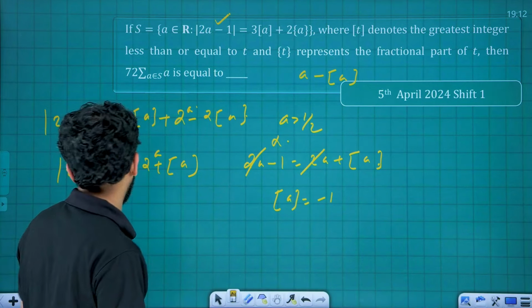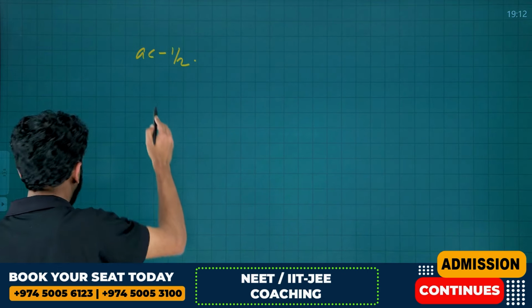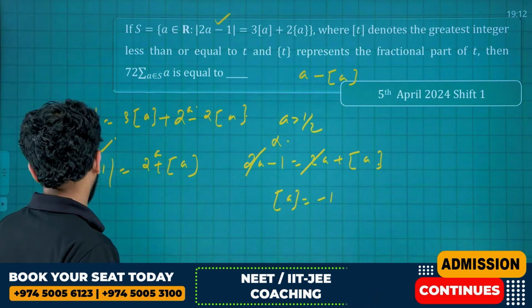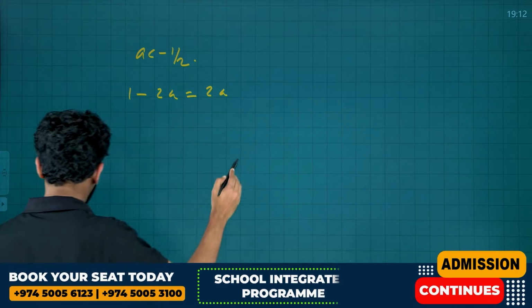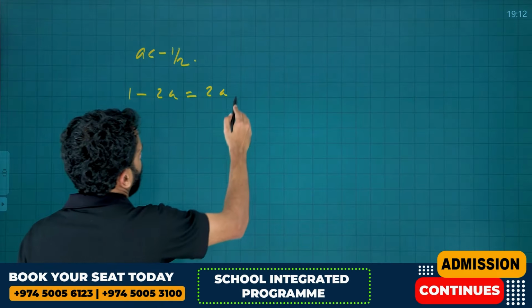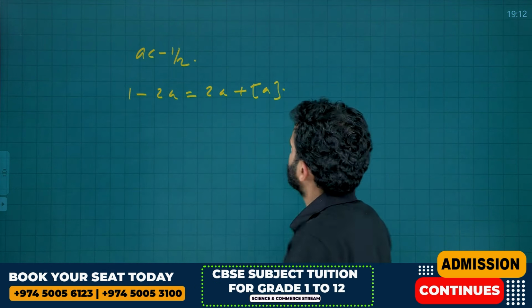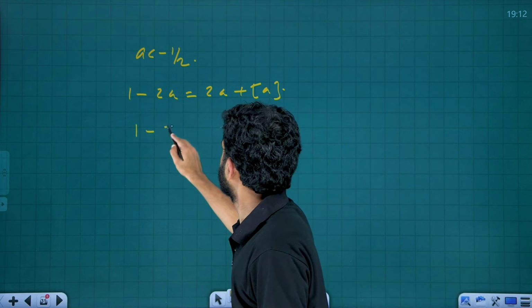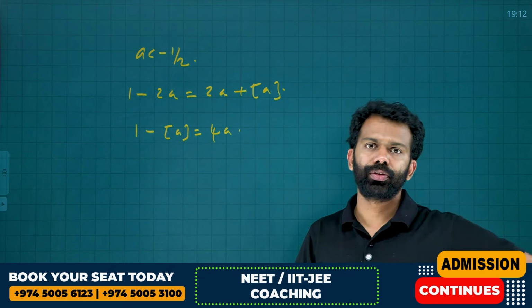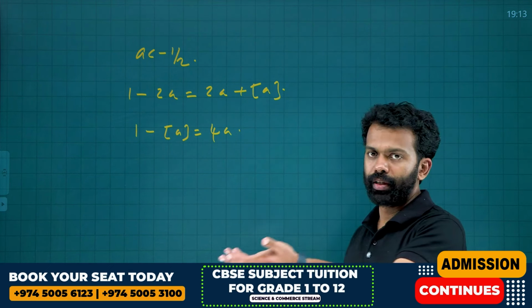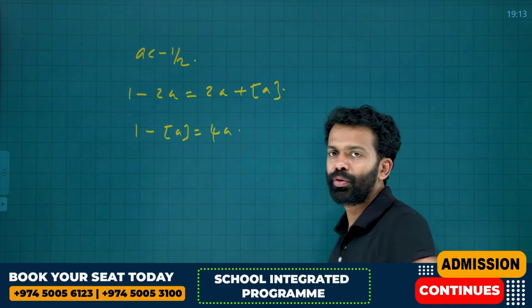That is a less than minus 1 by 2. This becomes 1 minus 2a. That is 1 minus 2a is equal to 2a plus box a. That is 1 minus box a is equal to 4a. How are you going to solve this question? See, if it is a linear equation or a quadratic or a cubic or even a quartic, we can do this. But how are you going to do this one?